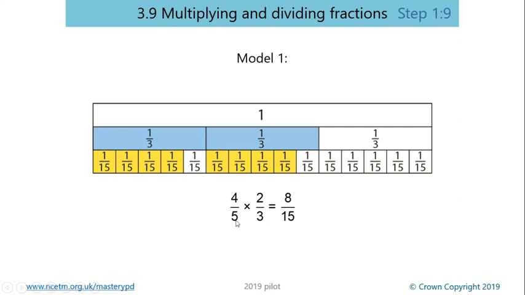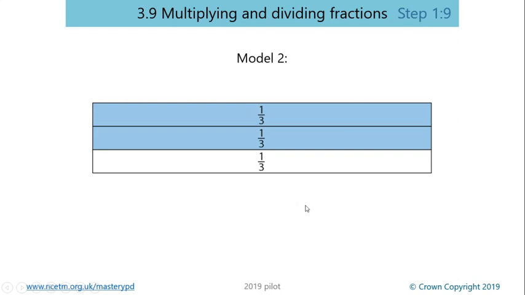Can you see any rules? Our rule from yesterday, 5 times 3 equals 15. Look at the top numbers, the numerators. 4, 2, 8. What's the rule?